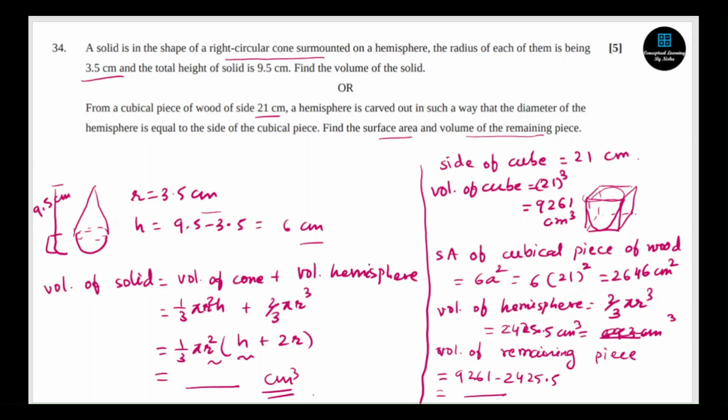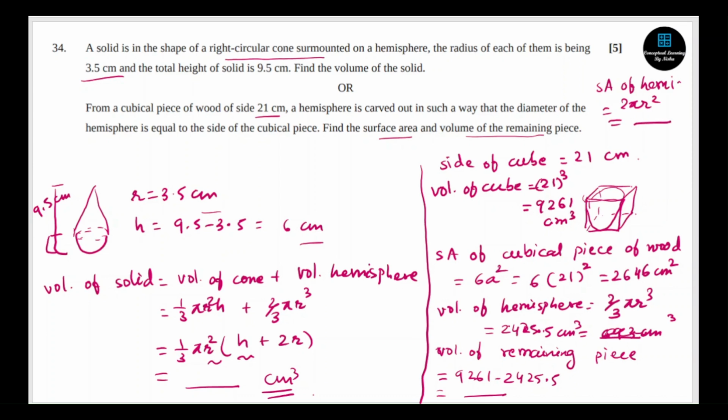Now the surface area of the remaining piece. So you have to find the surface area for this hemisphere, right? The total surface area you have to find, and then you have to subtract it. So it is 2 pi r square. You have to find the surface area of the hemisphere. So this is nothing but 2 pi r square.